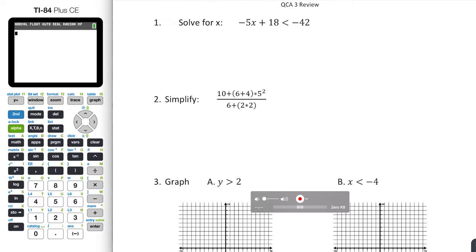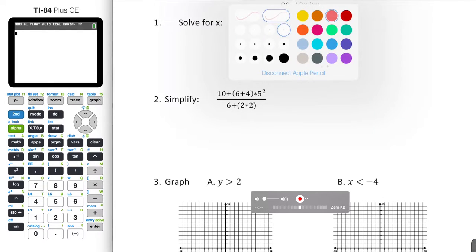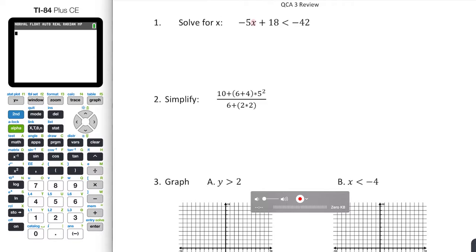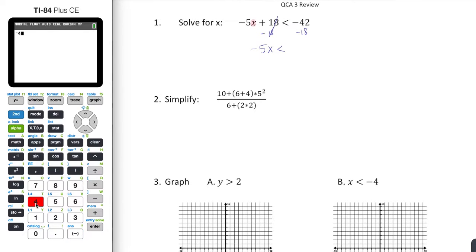Alright, so on number 1, we need to get our x by itself. So that means we've got to do our opposite operations. So we're going to have to subtract 18 from both sides. When we do so, on this side we're left with negative 5x is less than, and we're going to do negative 42 minus 18. I'm going to do that over here on the calculator. So we're going to have negative 42 minus 18, and that's going to give us negative 60.